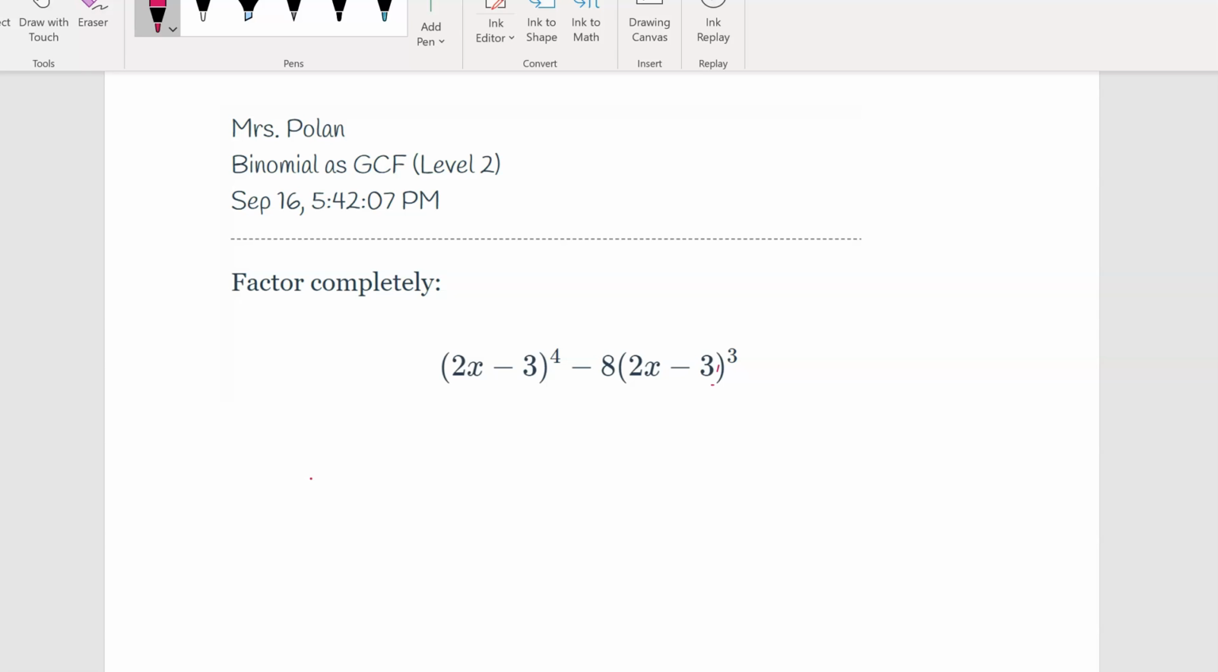So I'd like to go over some of the hardest skills. The first one is binomial as a GCF level 2. For this problem, I noticed with both these two terms that there is a common binomial of 2x minus 3. The first one is raised to the fourth power, and the second one is raised to the third power. That means that the GCF is 2x minus 3 raised to the third power, since they have 3 in common. I'm going to divide each one of these terms by that GCF.